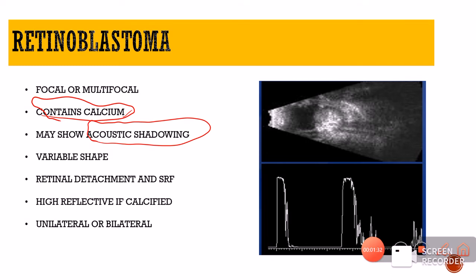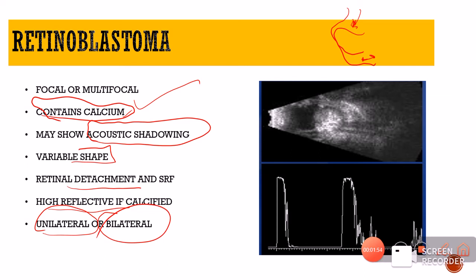The shape of retinoblastoma could be variable, and there will be a retinal detachment, because as the tumor grows, it is going to take the retina along with it, causing an RD, and below the RD there will be a collection of subretinal fluid. Because the retinoblastoma has calcium, there will be high reflectivity, and it could be unilateral or bilateral. An important thing is that in retinoblastoma, usually the axial length of the eyeball will be normal, right? And I am telling you that because this point helps us differentiate it from its other differential diagnoses.